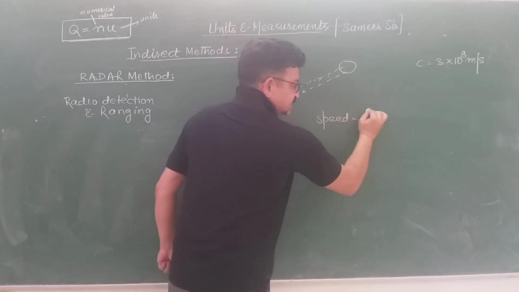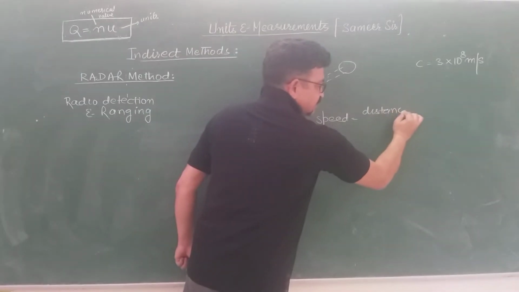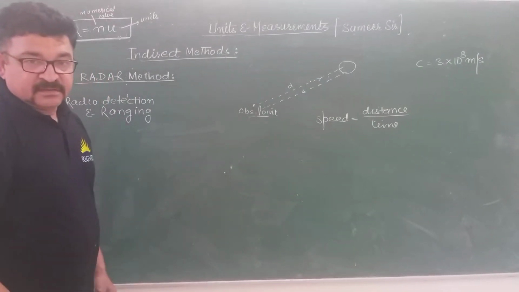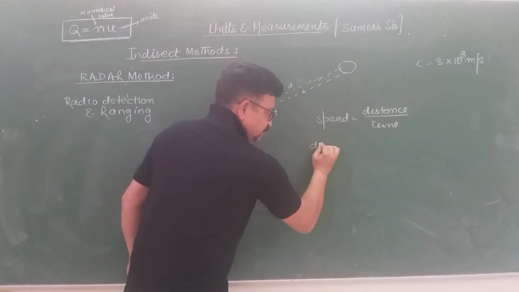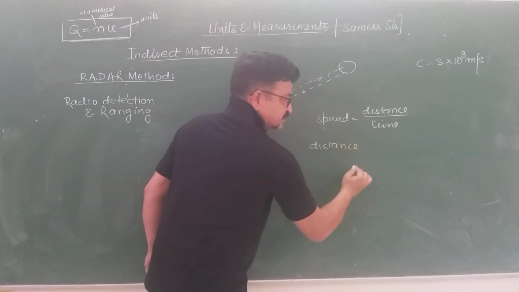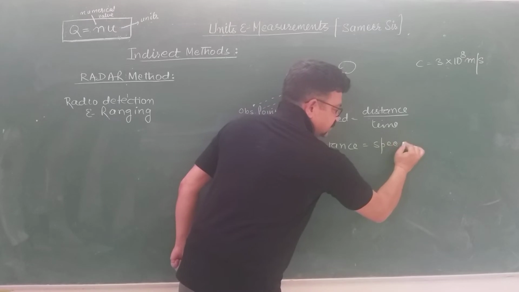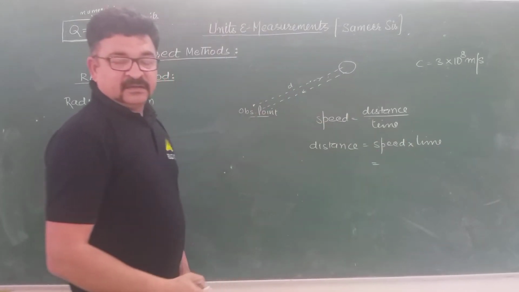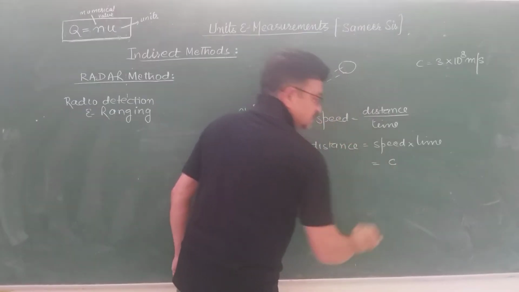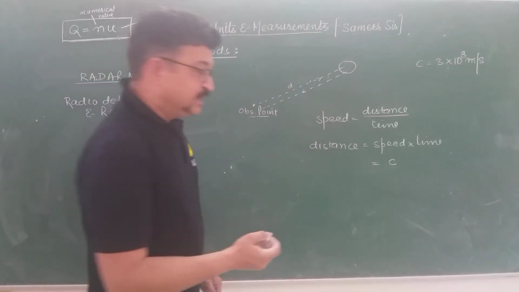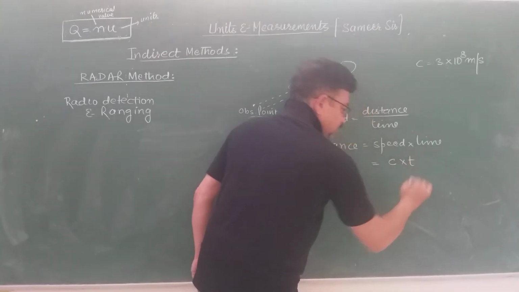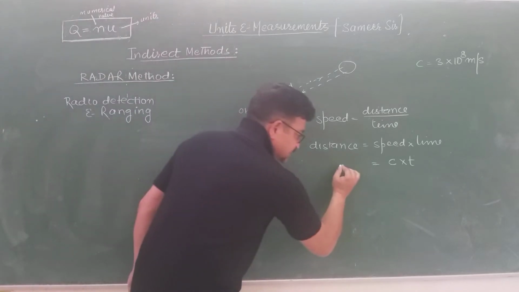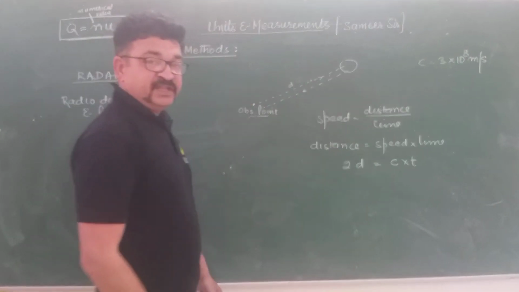You know that speed is distance upon time. So, if you want to calculate the distance, it is speed multiplied by time, the speed is of course of radio waves. Time lag we can measure with the help of some accurate clock. And you know the distance the radio signal has covered is not d, but twice of d.